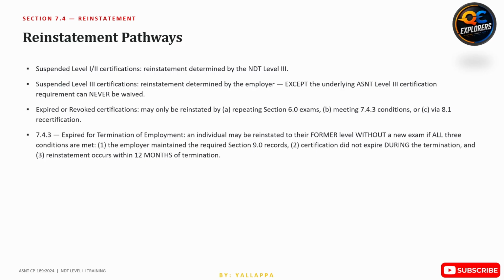This makes practical sense because the Level 3 is the technical authority who understands why the certification was suspended and what actions are necessary before competency can be restored. For example, if the suspension resulted from an overdue annual vision examination, reinstatement may simply require successfully completing the required vision test and updating the certification records.